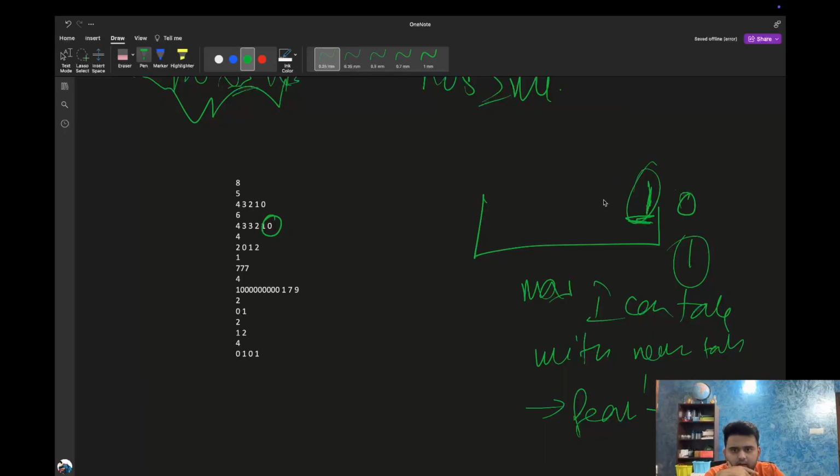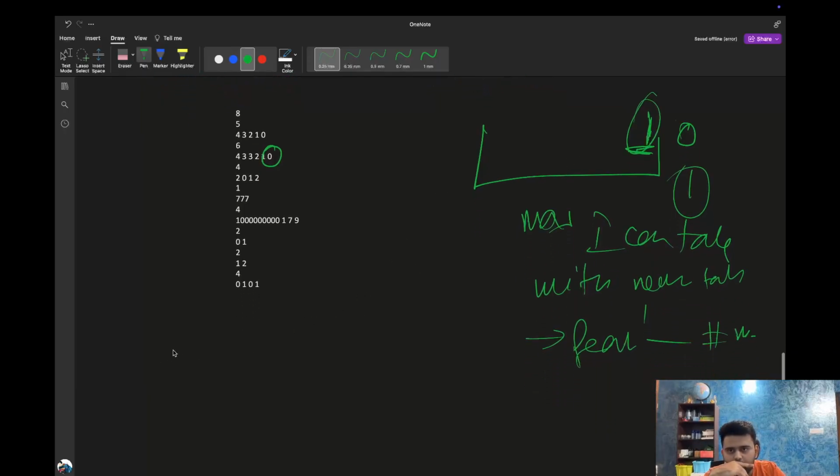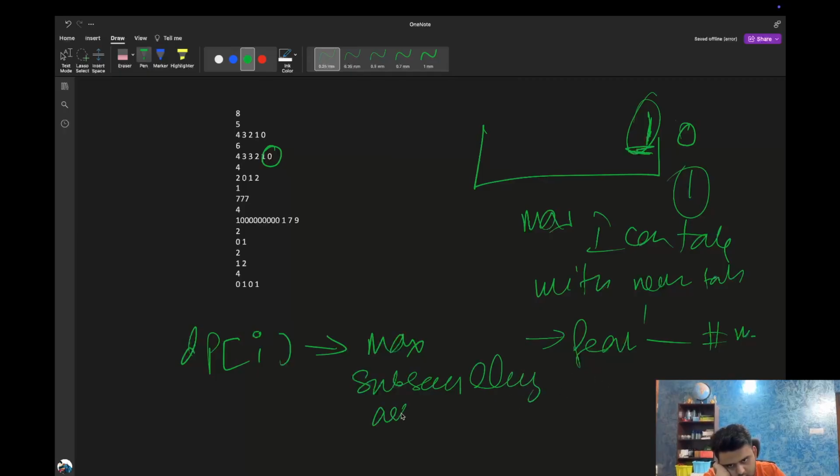and then I check 2, so dp of i if I take it. Okay, I should say dp of i is the max subsequence length assuming max till nos i.